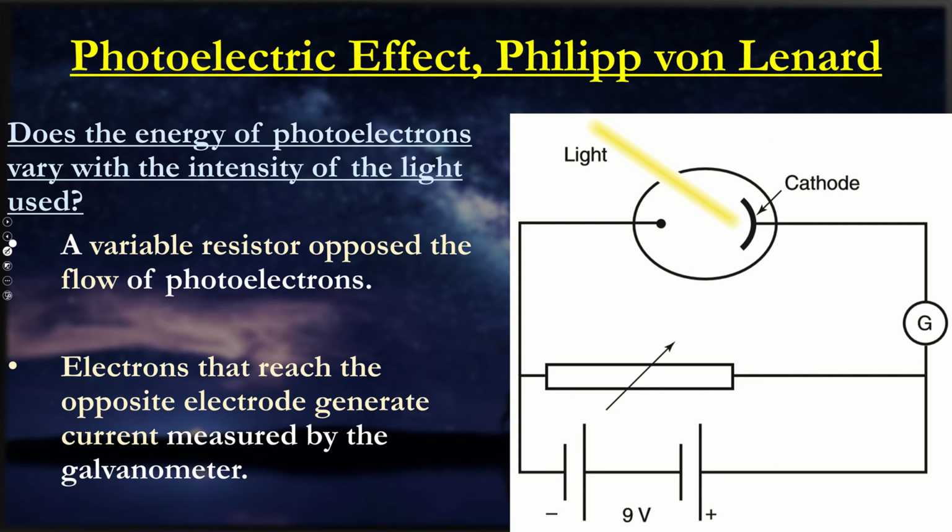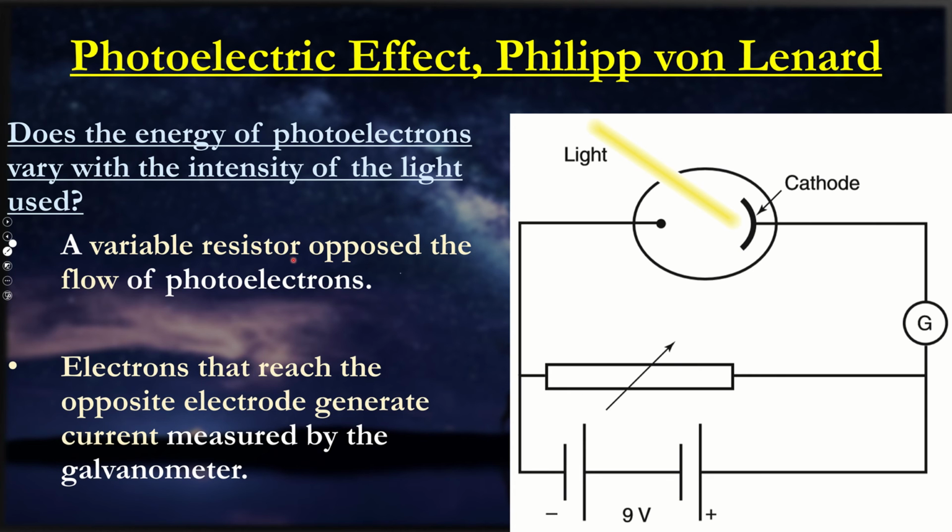Then we have another person. His name is Philipp von Lenard. And he wanted to know if the energy of the photoelectrons would vary if you manipulated the intensity of light. Remember what we said before, okay? The higher the amplitude of a wave was associated with its intensity. In the old classical wave model, that would mean that it has more kinetic energy. So he was trying to investigate that.